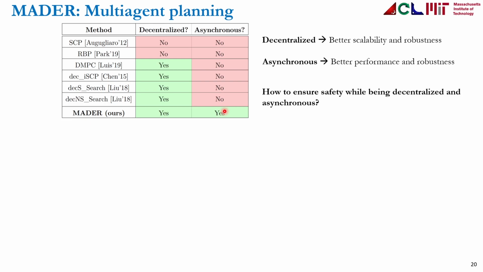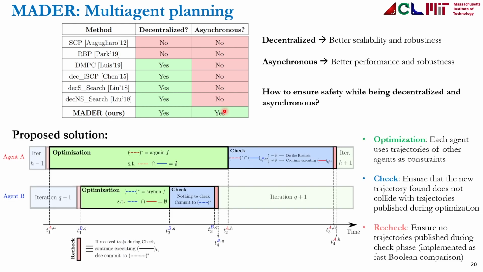But of course, the natural question is how to ensure safety while being completely decentralized and asynchronous. And the proposed solution is as follows. The idea is that we divide the replanning step into 3 steps: optimization step, which is this one, check step, which is this blue one, and then recheck step, this red one. And here you have a plot of 2 agents, agent A and agent B, where the x-axis is time. So the idea is that agent A, for example, will start the optimization at this point, and at this moment, agent A will take the trajectory that agent B is executing as a constraint in the optimization. In other words, this blue trajectory over here is the trajectory that agent B is executing here. And agent A will start the optimization.